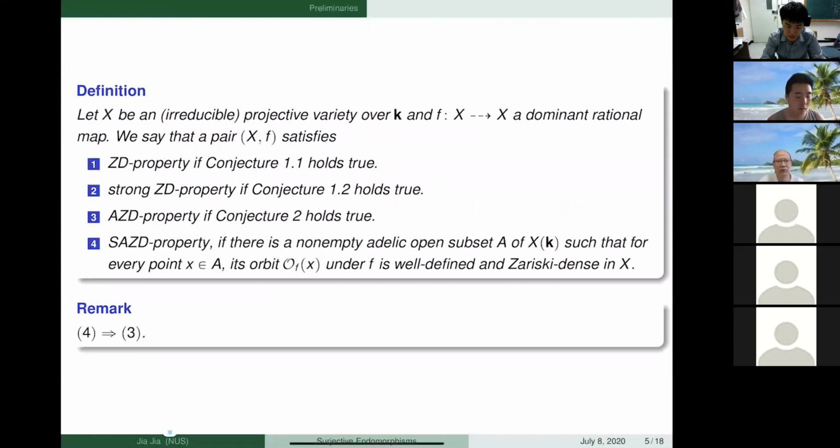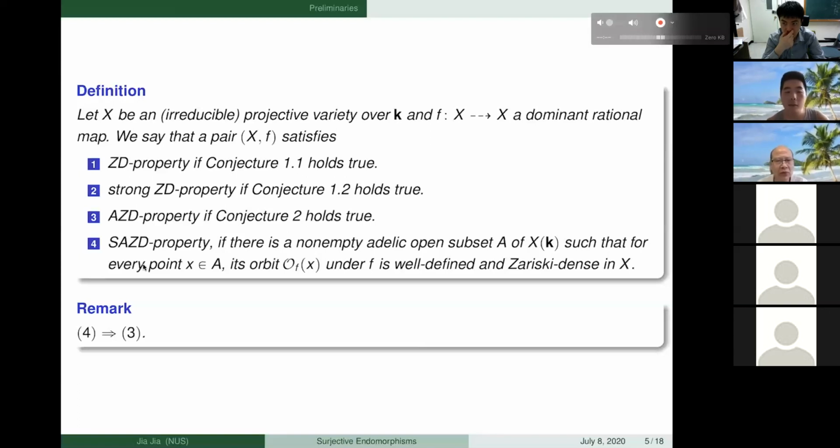First, we give some preliminaries for the main result. Let X be a projective variety over K and F a dominant rational self-map. We say this pair satisfies the ZD property if Conjecture 1.1 holds true. Strong ZD property means Conjecture 1.2 holds true. And for the AZD property, when Conjecture 2 holds true. And the last one is the SAZD property.